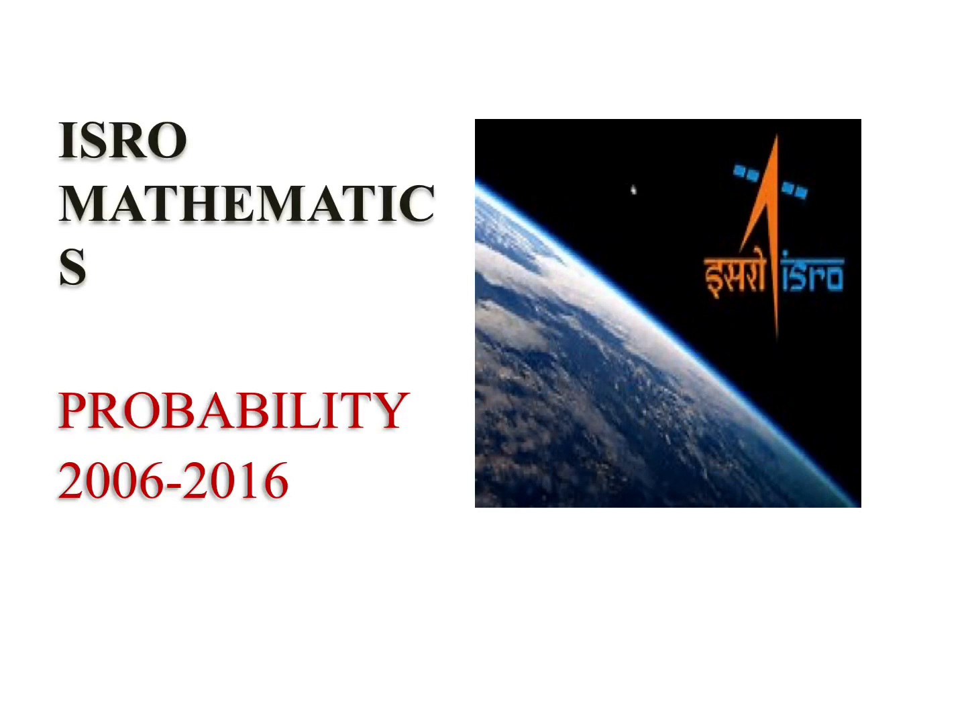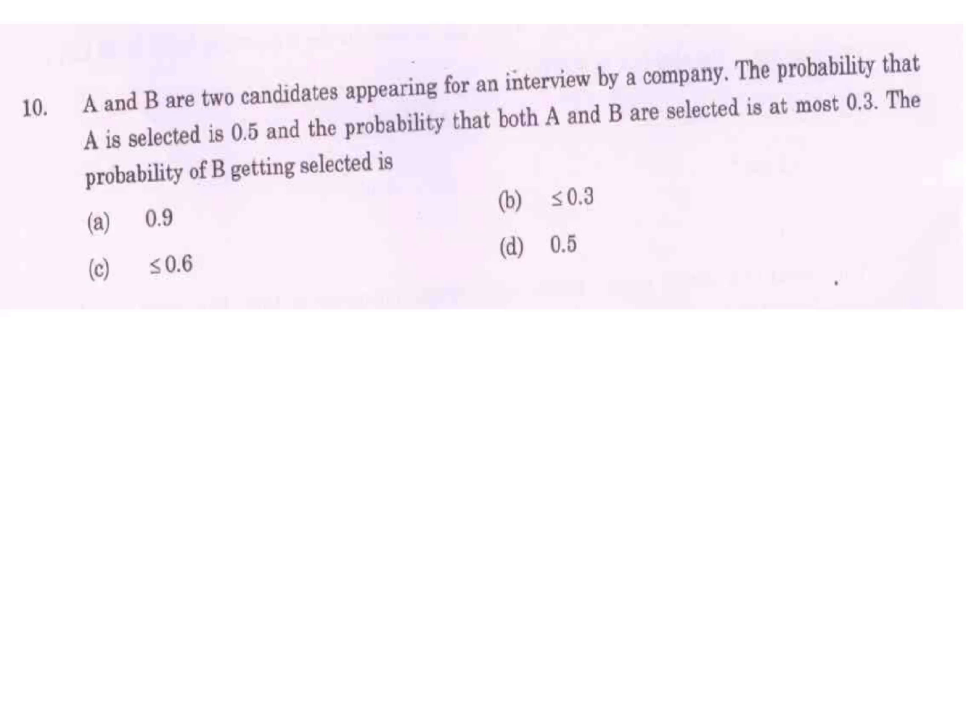This is ISRO Mathematics Probability Part 6, from 2006 to 2016. The question is: A and B are two candidates appearing for an interview by a company. The probability that A is selected is 0.5 and the probability that both A and B are selected is at most 0.3. The probability of B getting selected is how much?